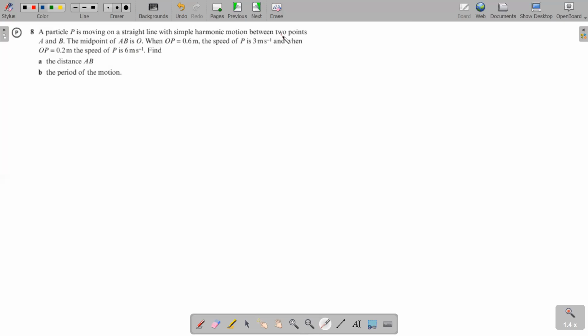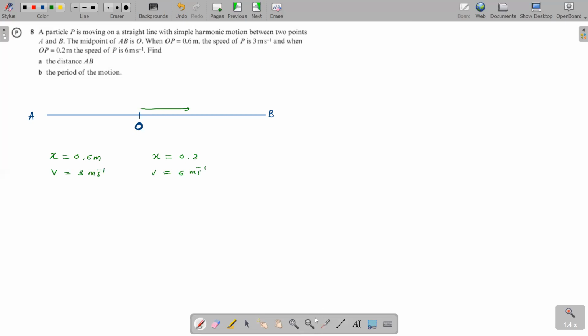So when OP is 0.6 meters, the speed of P is 3 meters per second. Okay, so let's mark this. Over here you have O. You have particle P, and this is end A and B. So when OP is equal to 0.6 meters, basically when x is 0.6 meters, the speed is 3 meters per second. And when OP is 0.2 meters, the speed is 6 meters per second. I think you know what you should do here.